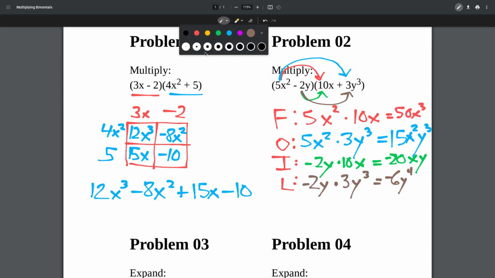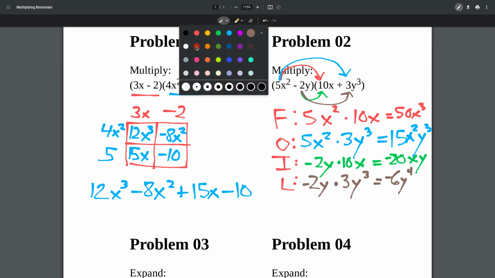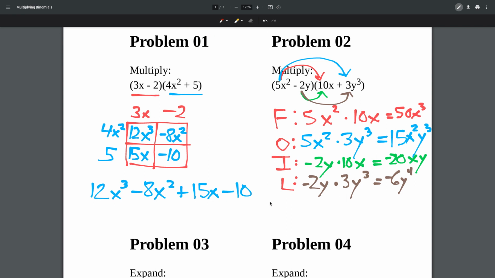Okay, so then I can write out my polynomial here as we'll take each of these. So 50x cubed plus 15x squared y cubed minus 20xy minus 6y to the 4th power. Okay, so we're done with that one.